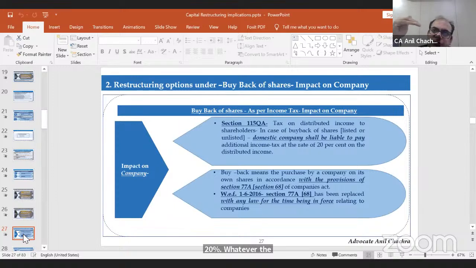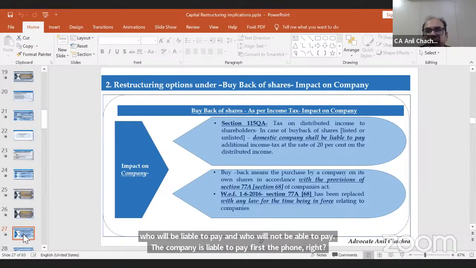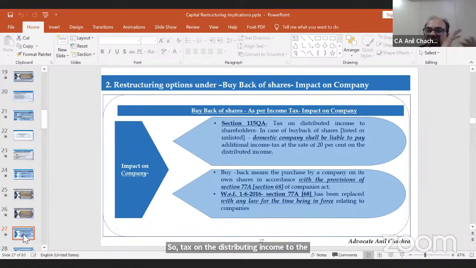How the distribution is calculated has been defined in the section itself. Now the discussion is who will be liable to pay and who will not. The company is liable to pay, first of all. So tax on the distributed income to the shareholders, for buyback of listed or unlisted shares, the domestic company will be liable to pay, only the domestic company, at the rate of 20%.